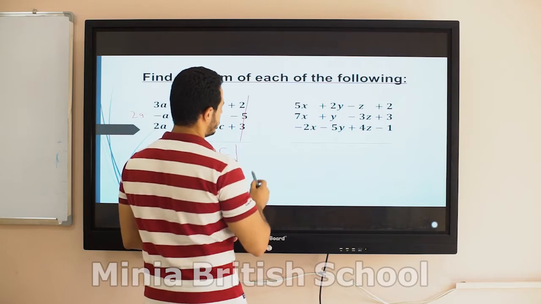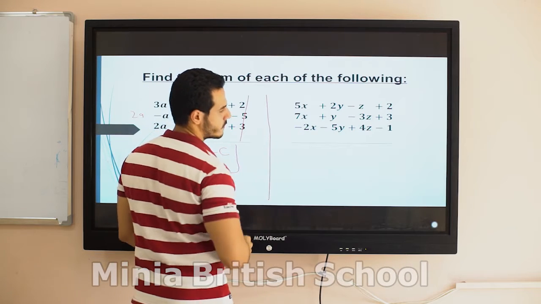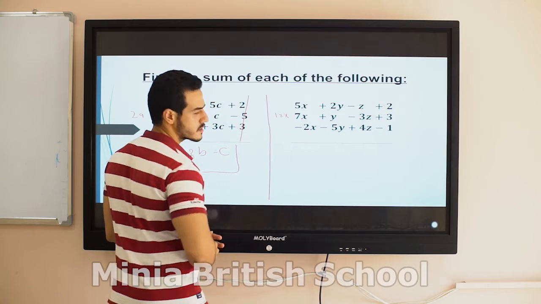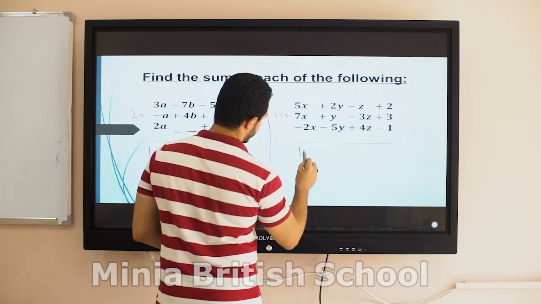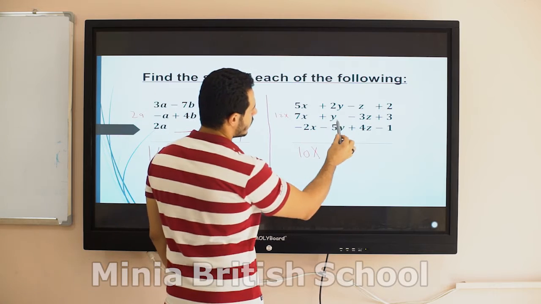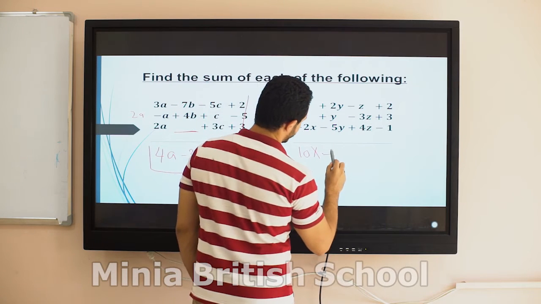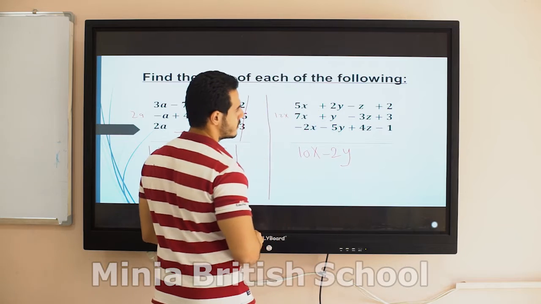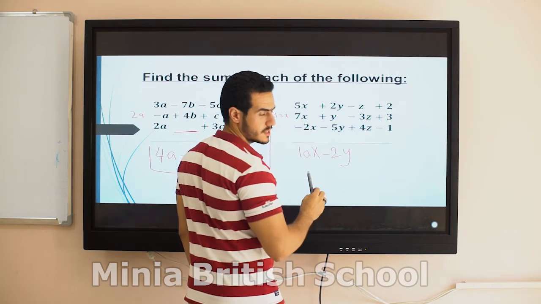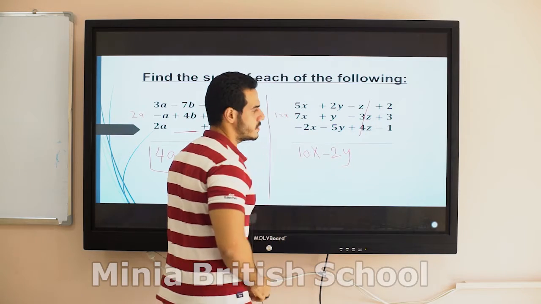Now, the second one. 5x plus 7x is 12x. 12x minus 2x will be 10x. Okay? Now, 2y plus y, 3y. 3y minus 5y is negative 2y. Negative z, negative 3z will be negative 4z. Negative 4z plus 4z equals 0.